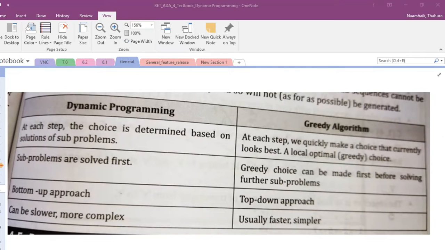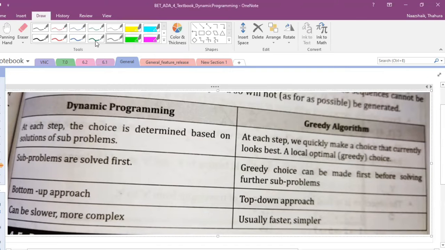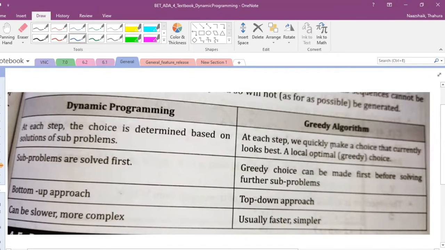What do we do in greedy algorithm? At each step, we have to make a choice which currently looks best, right? You remember what we did in greedy algorithm. We did the knapsack problem, or we did the job scheduling problem, right? At that point, whatever was the best choice available, we picked that, okay? And that is always a locally best solution. It's always locally optimal or greedy. At that point, that is the best solution. But overall, when you see, right, it may or may not give you an optimal solution, okay?